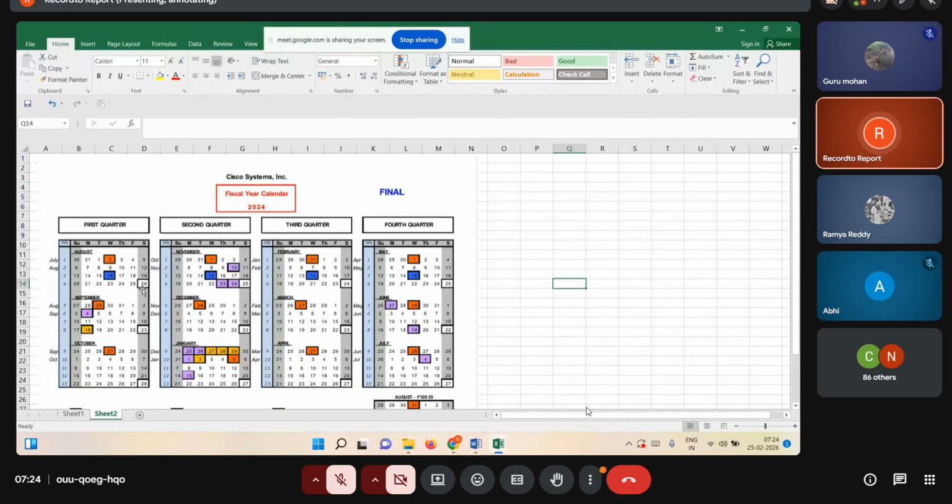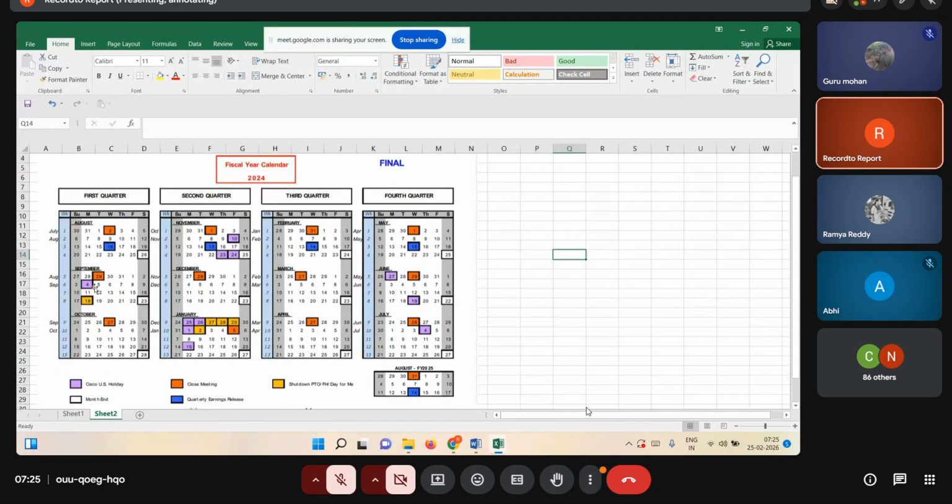When is the month end for this particular month? 26th only. And again, the September month will start with 28th itself. Okay, so 1, 2, 3, 4, 4 weeks, 8 weeks it is done. So what is the final month? September and October. So this is a quarter end.